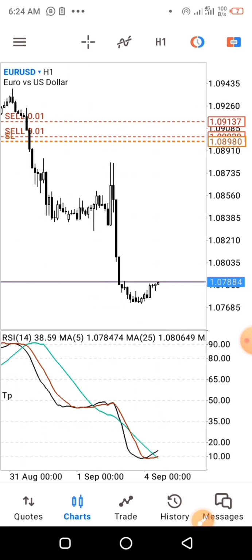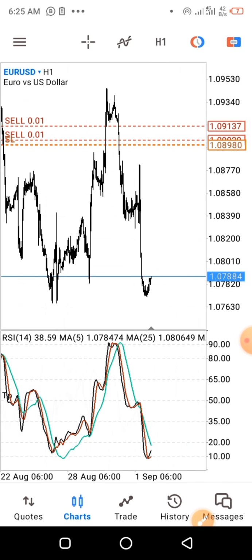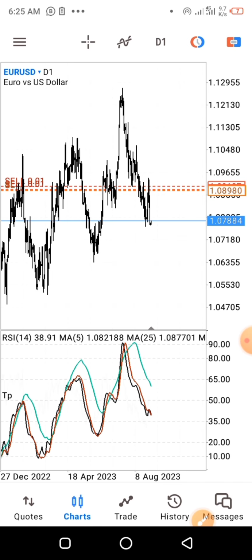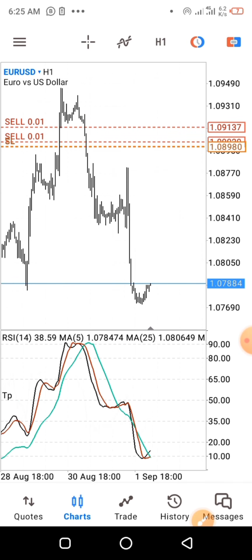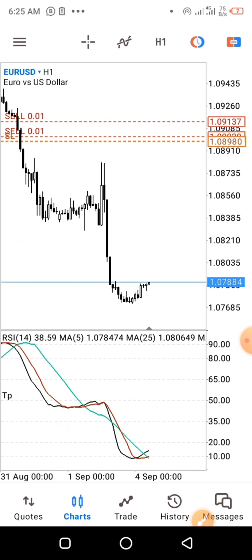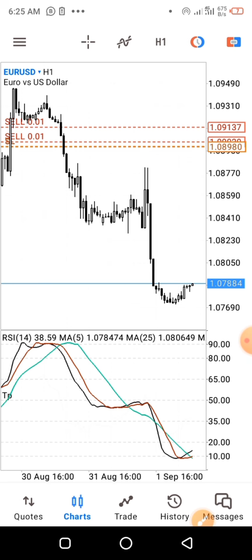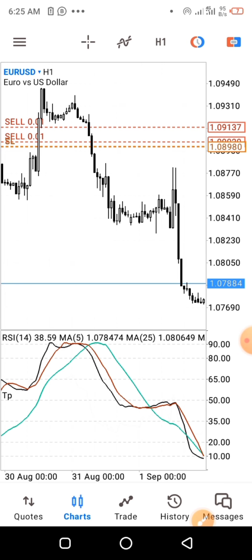Okay, now what zoom level are we going to be using? We are going to be using zoom level 2. So when you squeeze to the minimum, you make the first squeeze. Okay, this is the first zoom level and this is the second zoom level. So we're using zoom level 2 in this chart, and we're using the 1 hour time frame. We are going to be using the 1 hour time frame in this particular strategy.